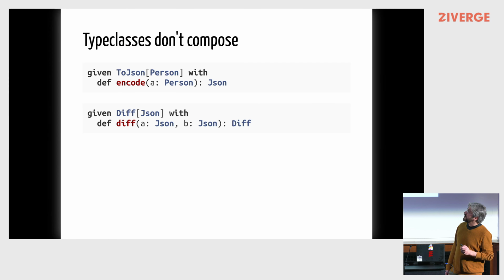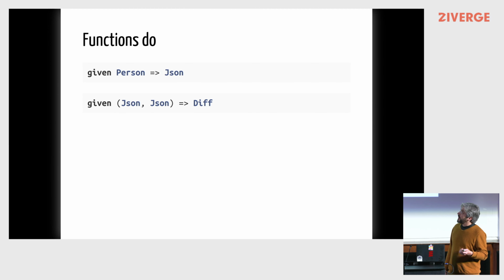If we have a toJSON for person and a diff for JSON, and we want to do a diff on a person, and we already have an encoding to JSON, we could simply encode it to JSON and then do a diff of JSON. That's a sensible approach, but again, types don't tell us anything. We need to have that knowledge, so it's not first class. Instead, functions do. So we have person to JSON, JSON diff. We clearly see we can even compose that automatically. The compiler knows that those compose.